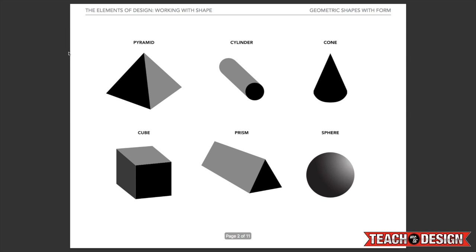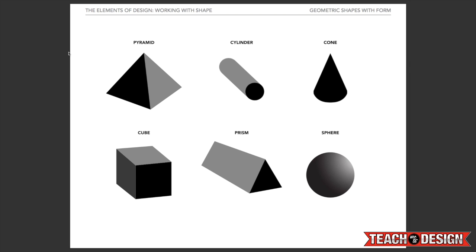So some more geometric shapes that you may be familiar with are things like pyramids and cones and spheres. So just like when you're trying to break things down into their basic shapes, once you start using these shapes, it'll actually give your images or your drawings and everything like that a little bit more depth and form.